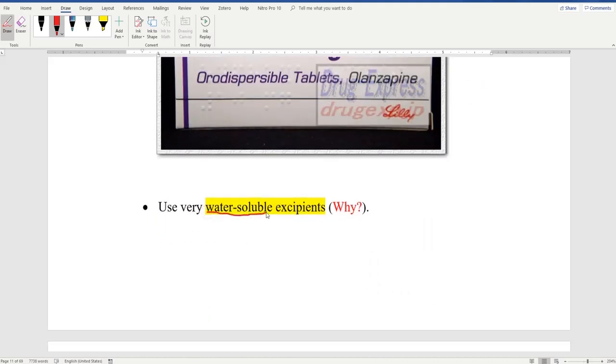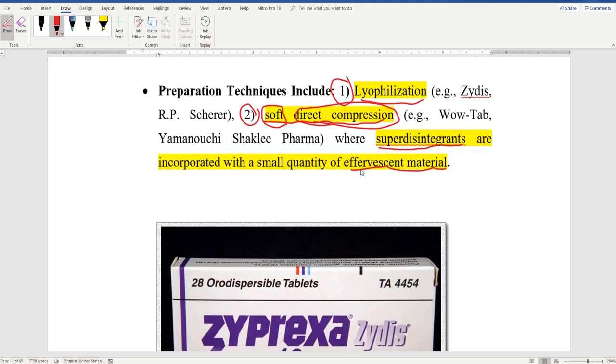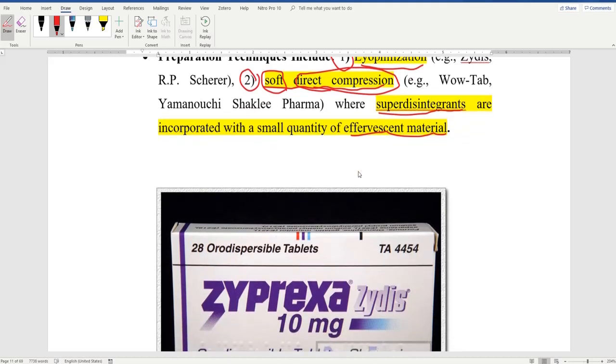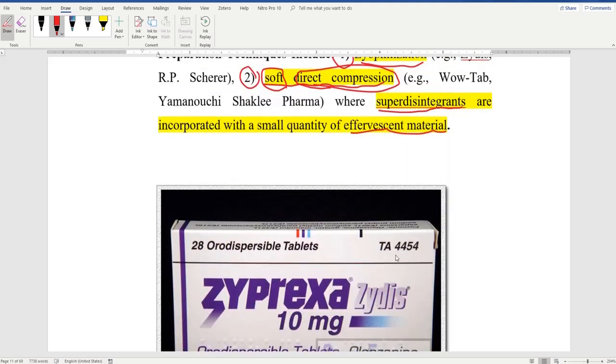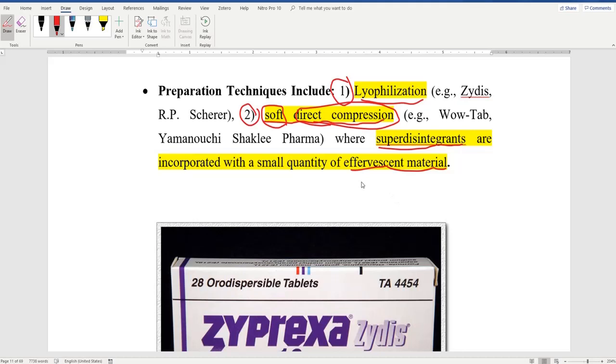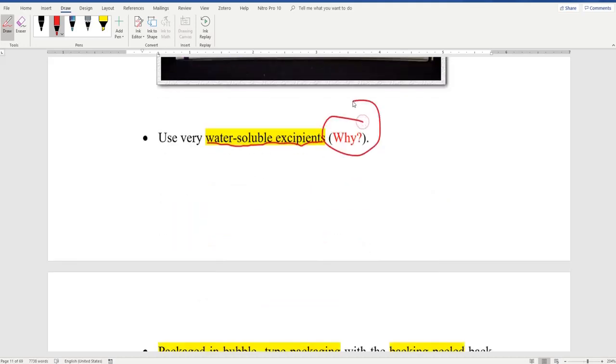Okay, the question is, why must excipients, meaning other than the drug that I use, be water soluble? Of course, the reason is when I put the tablet on the tongue, I don't want anything to prevent water, saliva, from getting inside. So everything must be water soluble. Of course, what about the drug? Now the drug might not be water soluble, but anything else needs to be water soluble so that it doesn't prevent the saliva or the moisture from getting inside. That is the answer for why.